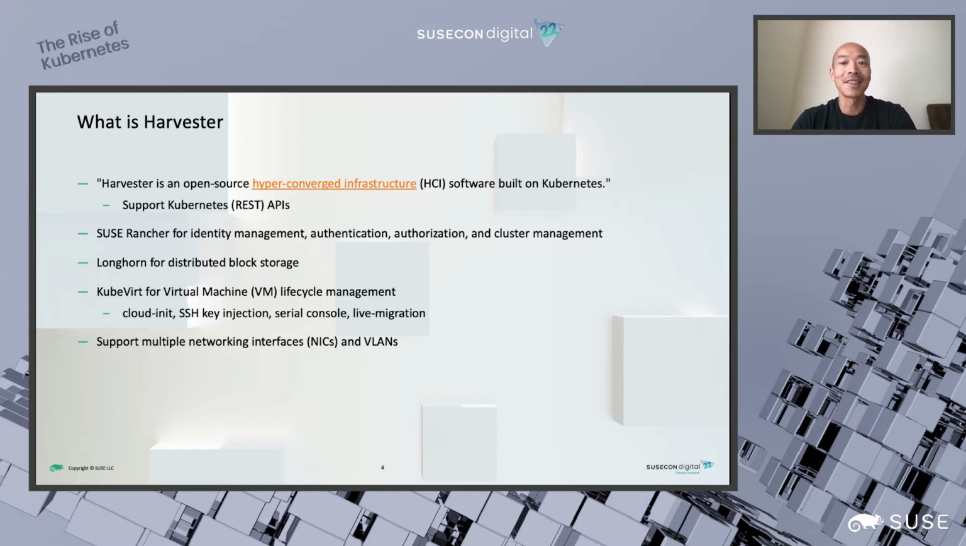The cool thing about Longhorn is that it turns the local server storage into logical volumes that are distributed and replicated for higher availability. Harvester uses KubeVirt for virtual machine lifecycle management, such as creating, starting, stopping, pausing, and deleting VMs. It supports Cloud Init for SSH key injection and VM configuration. It supports serial console access and live migration. And for networking, Harvester supports multiple network interfaces, VLANs, and NIC bonding.